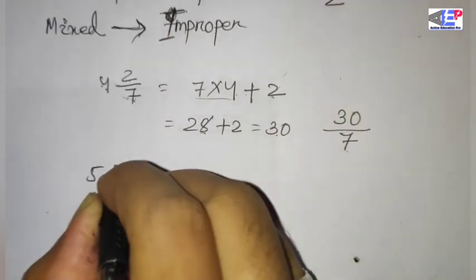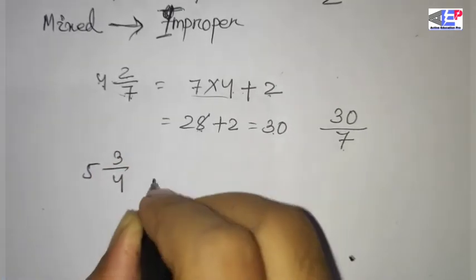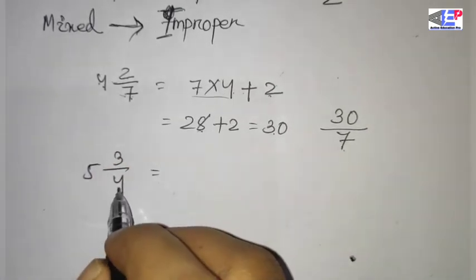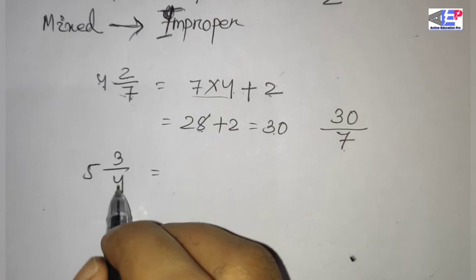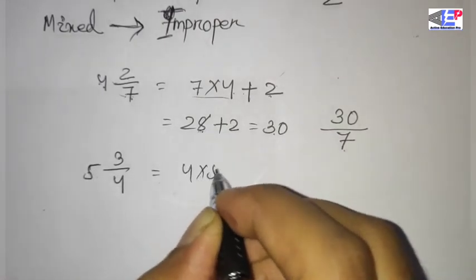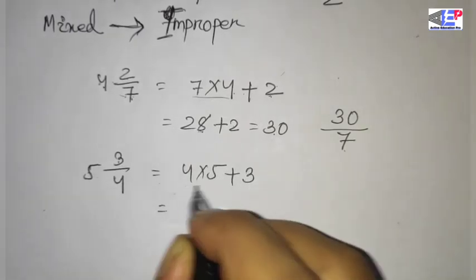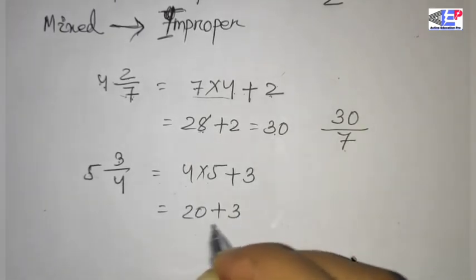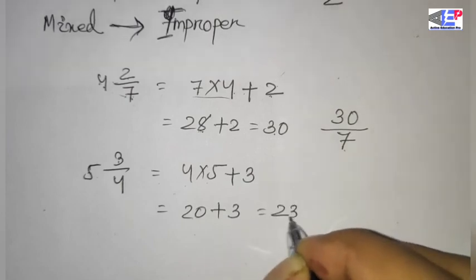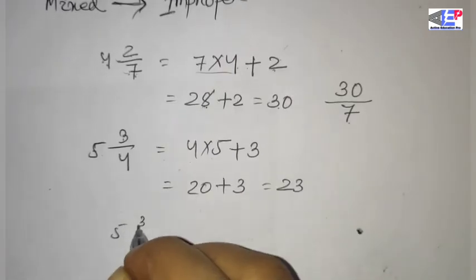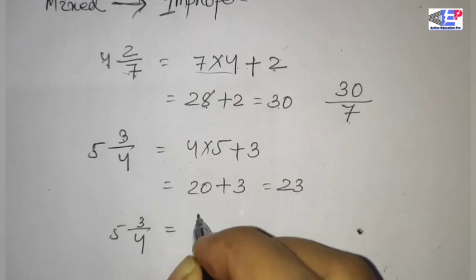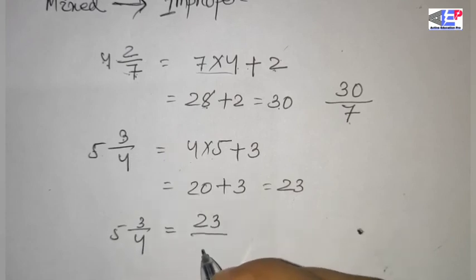Another example, 5 3/4. Again I repeat it. First multiply the denominator with the whole number part, 4 into 5, and add the numerator 3. This is 4 fives are 20 plus 3. 20 plus 3 is equal to 23. So 5 3/4 is equal to the improper fraction 23/4. The denominator is always the same, 4.